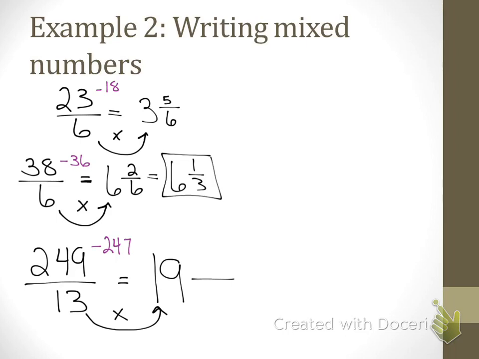Well, what's 249 minus 247? 2. And over 13. And that is my answer. So just to recap, I divided 249 by 13. 19 was my whole number. I now multiply 19 times 13 to give me the number that I subtract from my old numerator to find my new numerator. And that gives me my answer. All right, so for those improper fractions that are a little more difficult, or you're having a hard time figuring out what your whole number is, use your calculators and you can easily find the answer.